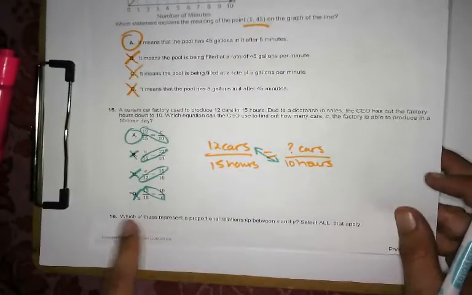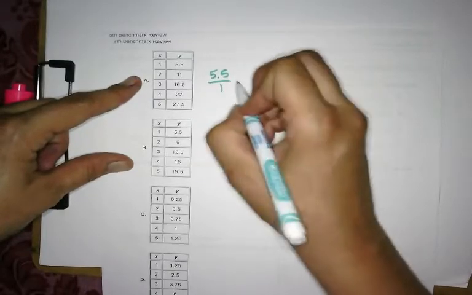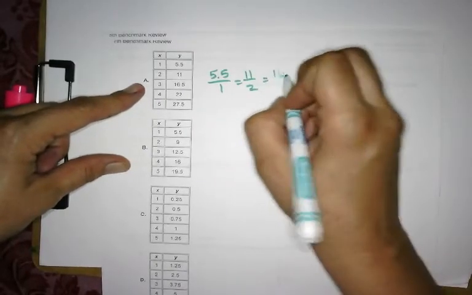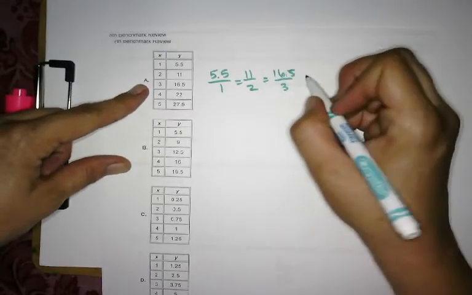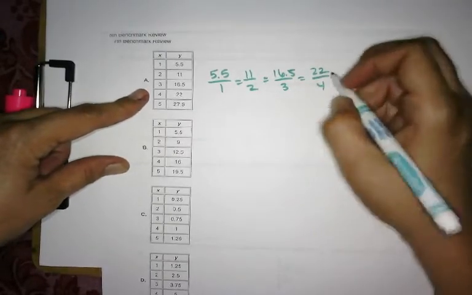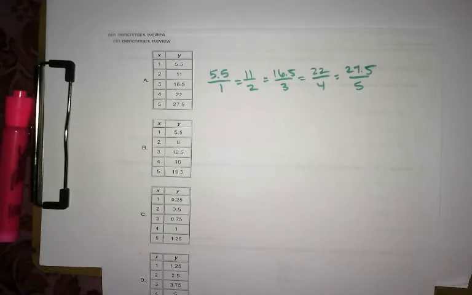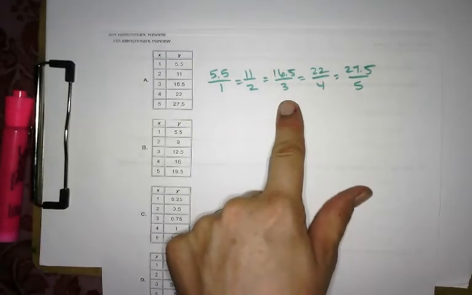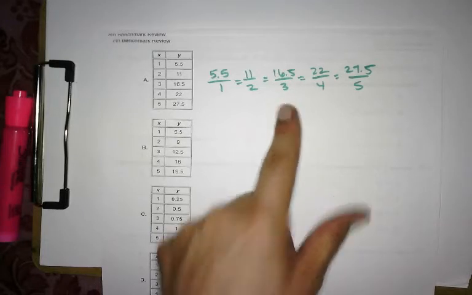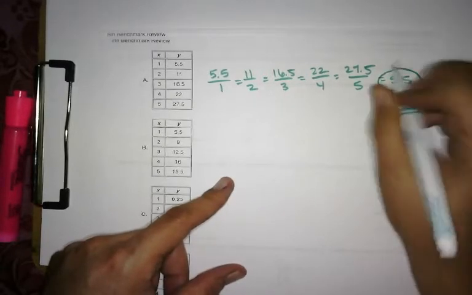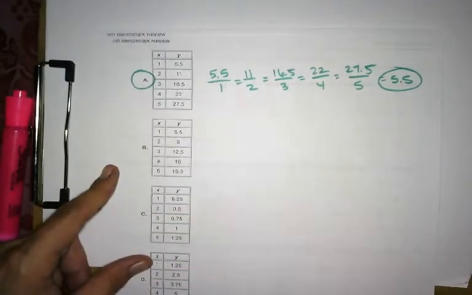Okay, the question for this one is: which of these represent a proportional relationship? There are so many answers that they didn't have space for the question, so we're just going to go through these and look. 5.5 over 1 is the same as 11 over 2, which is the same as 16.5 over 3, 22 over 4, and 27.5 over 5. If you go through and reduce all of these, you will see that they all turn into 5.5. So this is proportional.